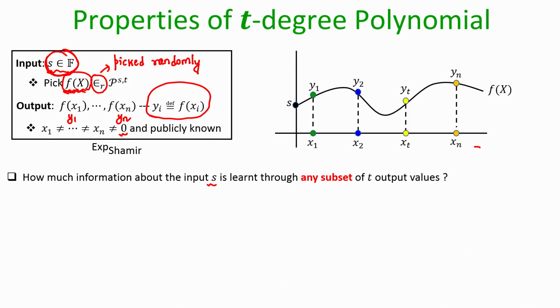I run this experiment with some input S which is known only to me, and I generate the n outputs, and I give you any t of the n outputs that I have generated, and I challenge you: what was my input S? How much information about the input S did you learn?